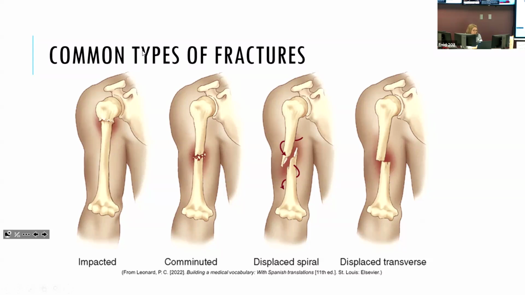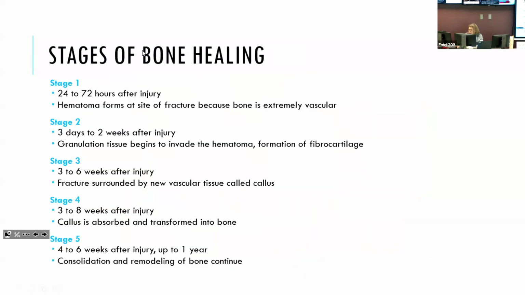So know those different types of fractures. Okay, so then we talk briefly about the stages of bone healing. In the first 24 to 72 hours after the injury, you develop a hematoma at the site of the fracture because the bone's extremely vascular, which causes swelling, pain, and redness around the fracture.